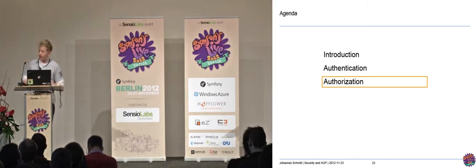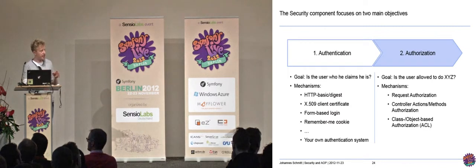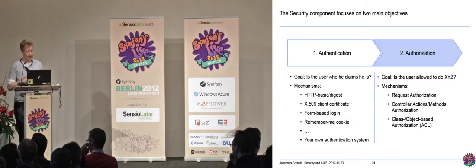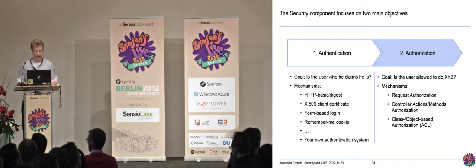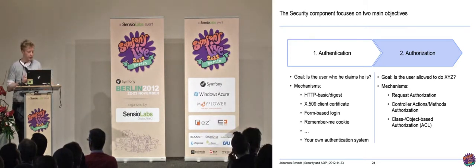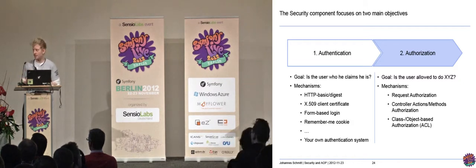Now we come to the authorization part, and we have first some general concepts. So now we have established that we know that the user is who he claimed he is, and his credentials have been verified. We know which user is currently logged in the session. And what we do in authorization, on the other hand, is that we check whether the user is allowed to do what he wants to do, basically.